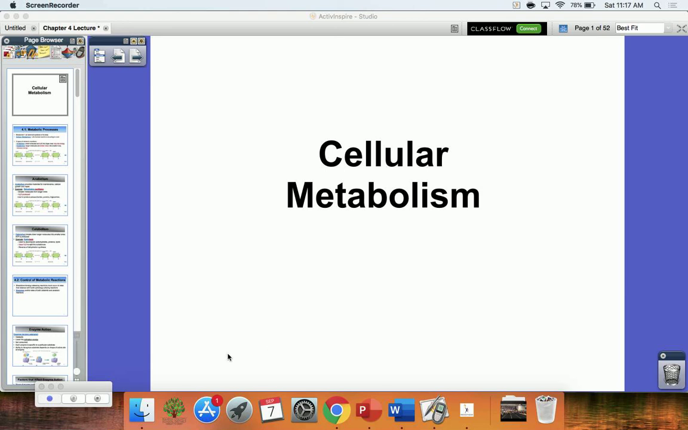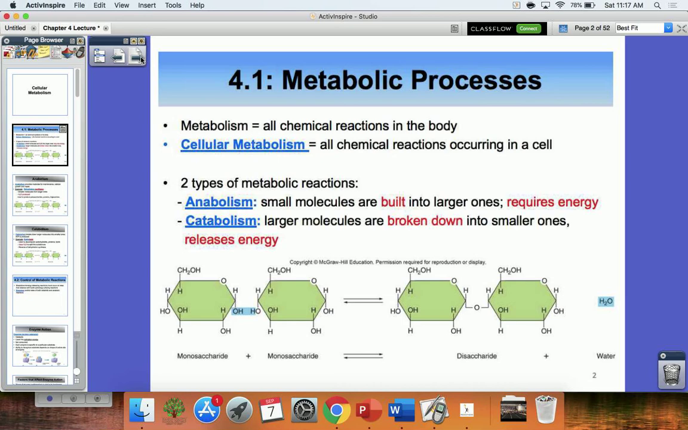So this chapter is on cellular metabolism and how different reactions and the types of reactions happen within the body. All right, so when we say metabolism, it has to do with, again, all the reactions that are occurring within the body or within the cell. And we have two types of metabolic reactions, and those are anabolism and catabolism.